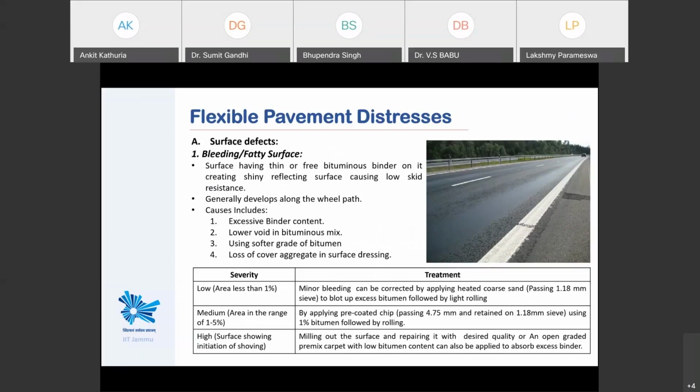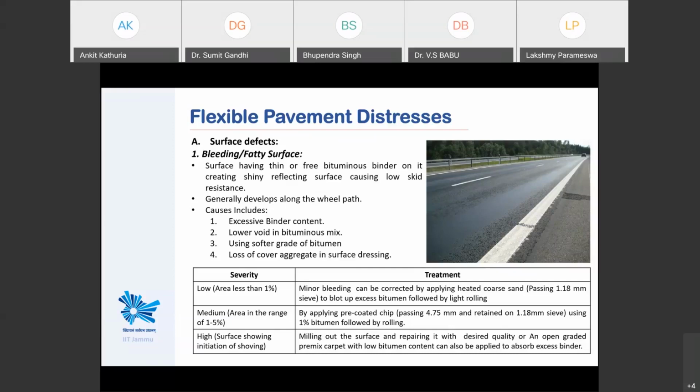So when we talk about surface defects, the first type of defect was bleeding. IRC 82 clearly gives you treatment based on the severity level of these defects on the road. First we will quickly look at the causes as to why this kind of bleeding or shiny surface appears on the road. The major causes can be excessive binder content, low voids in the bituminous mix, using a softer grade of bitumen, or loss of cover aggregate in surface dressing.